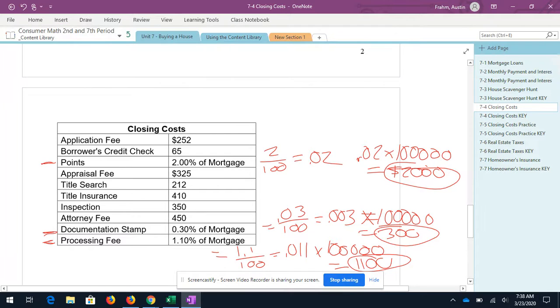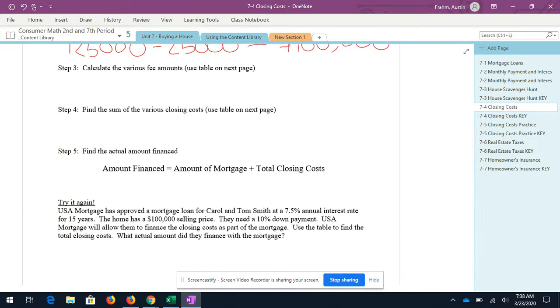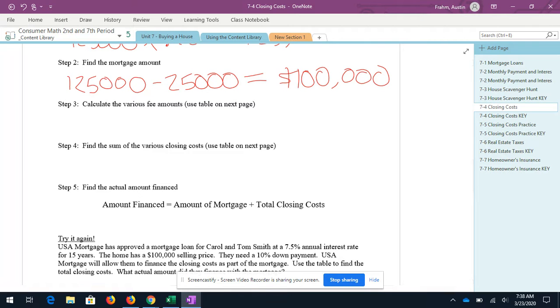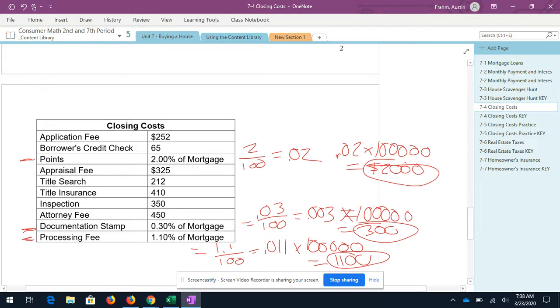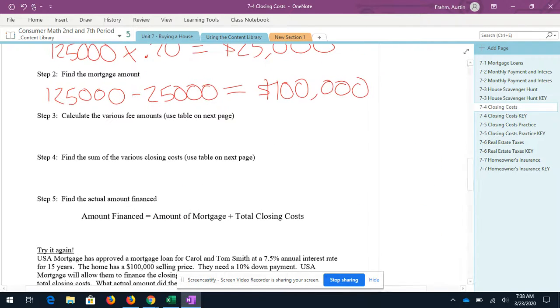Okay, then going back up, step 4 says find the sum of various closing costs. That means we need to add up all of these numbers in the table, starting with 252 and working our way down to the bottom, which is the processing fee, 1,100. If you were to add up all of those numbers, you would get a total of $5,464.